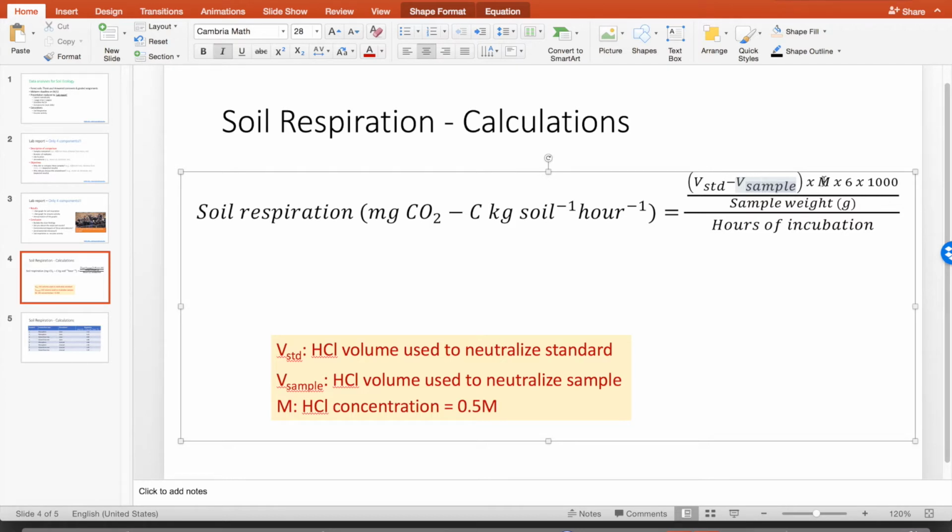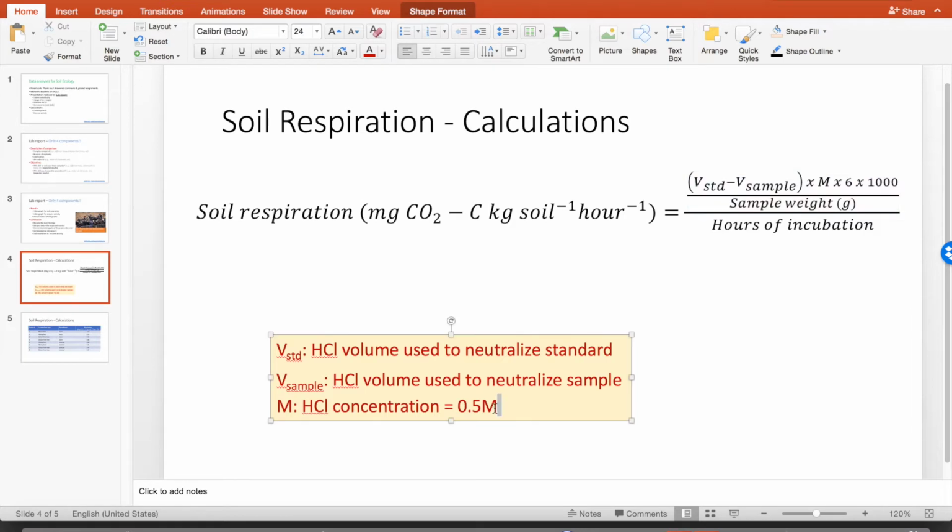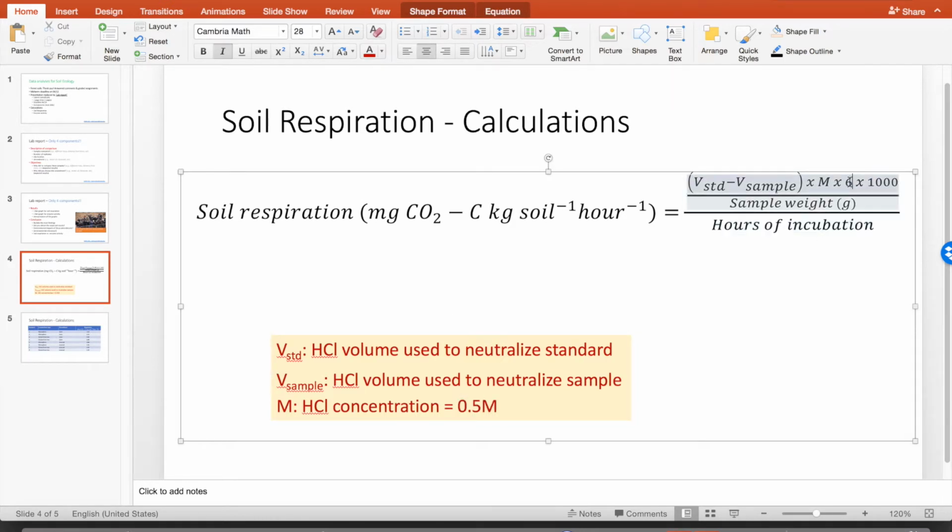Then you multiply the difference by the molarity of the hydrochloric acid, which was 0.5 molar, here, 0.5 molar, times 6 times 1,000, those are correcting factors, and divide by the sample weight. The sample weight was 50 grams. That was the amount of soil we used at the beginning of the incubation, 50 grams. And we incubated for the period of a week. So you have to calculate how many hours you have in 1 week and use this number here in the equation.